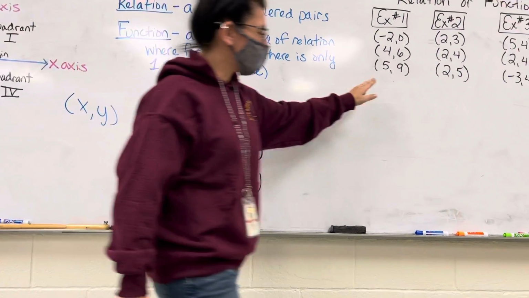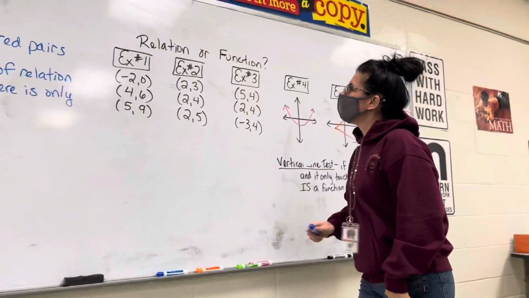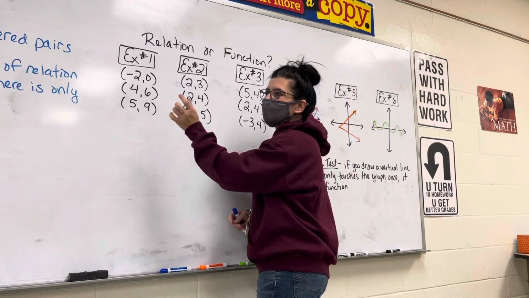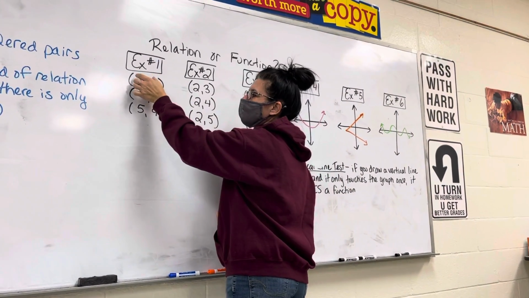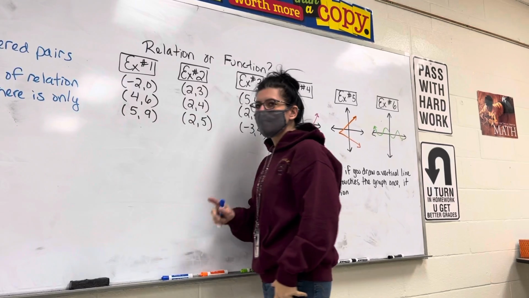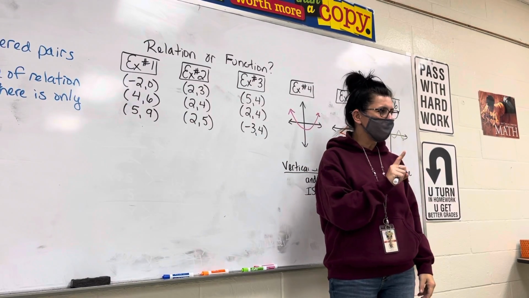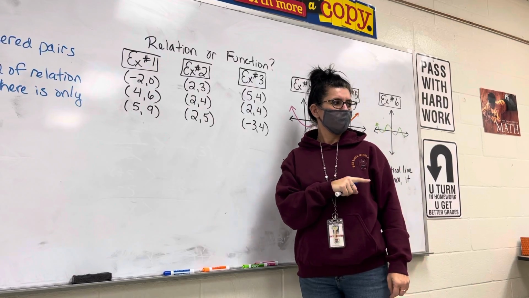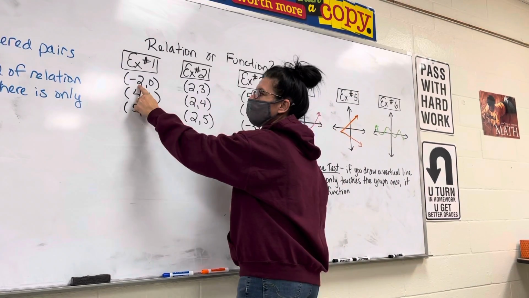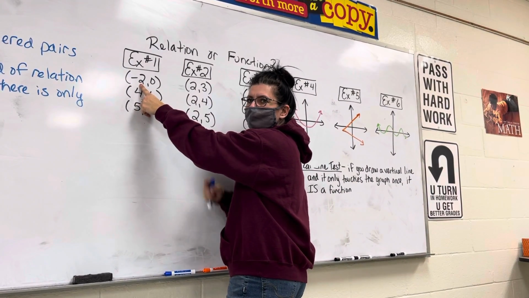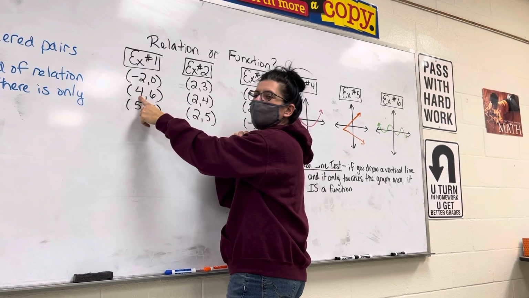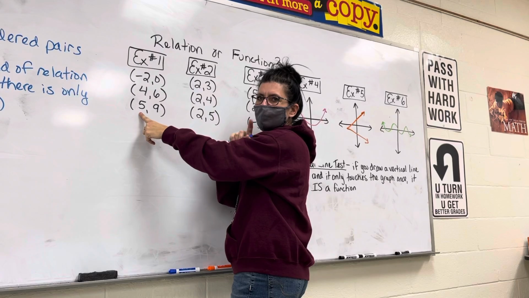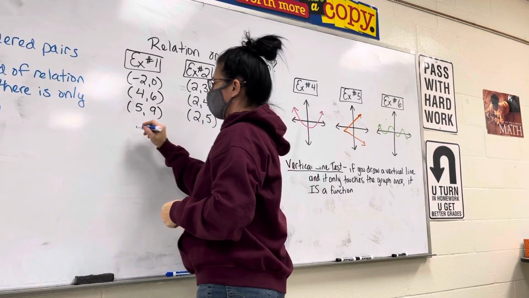Okay, let's look at some examples over here. So we want to know, is it a relation or is it a function? I want you to look at your x's. So on my x's, for each x, is there only one choice for a y? Is that true or is that false? True. So for an x of -2, how many choices do I have? 1. For an x of 4, how many choices do I have? 1. For an x of 5, how many choices? 1. We have a function.